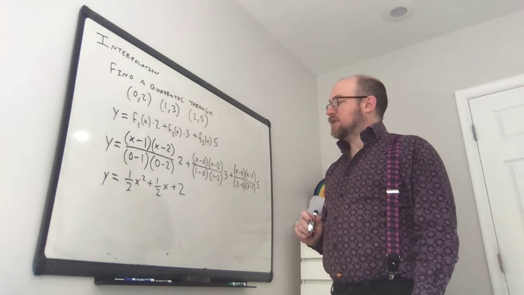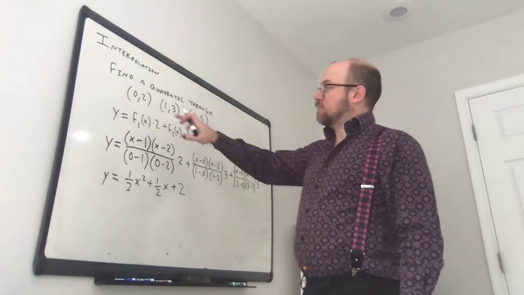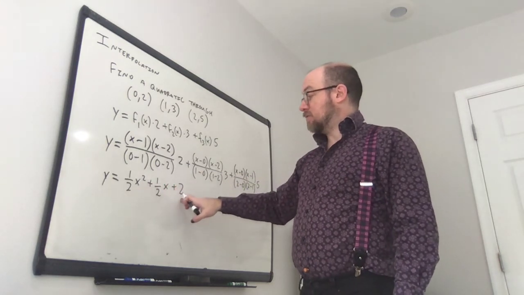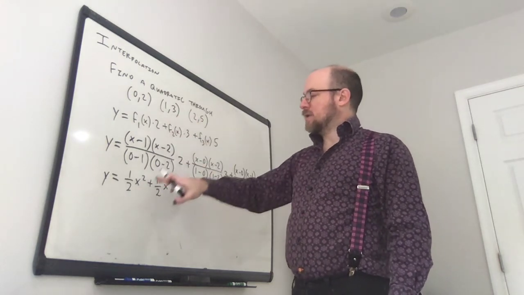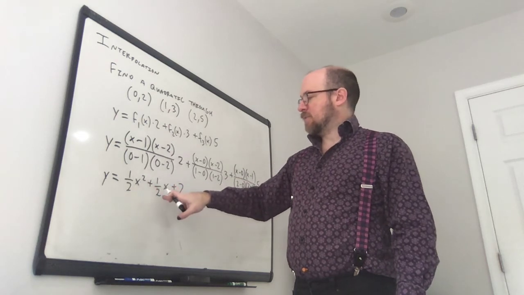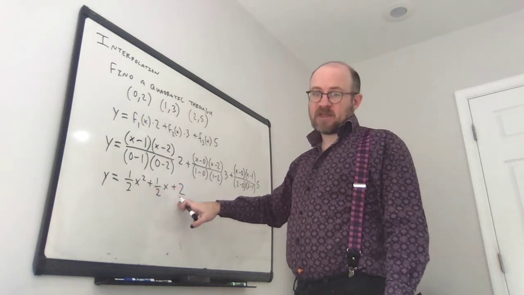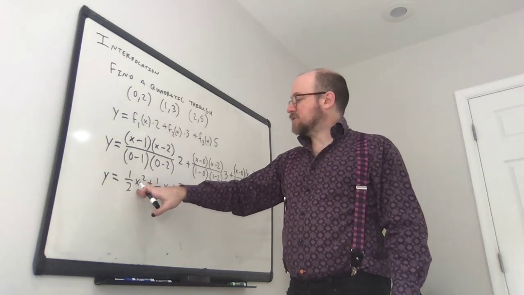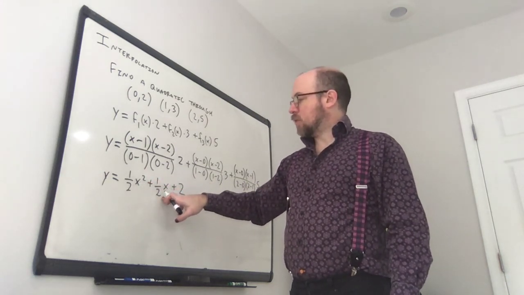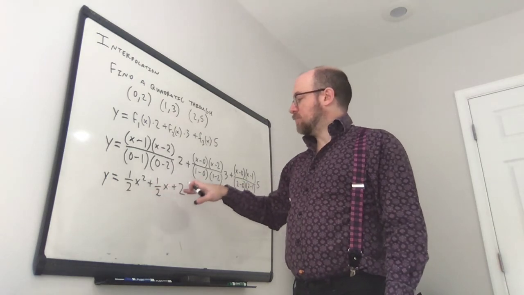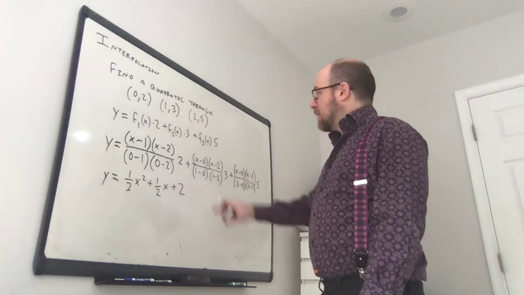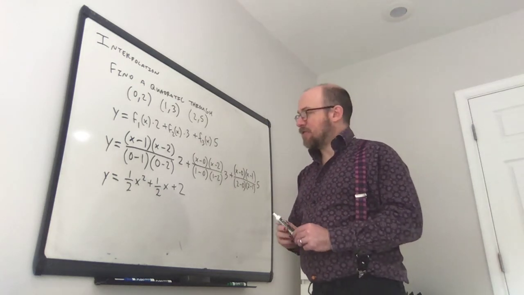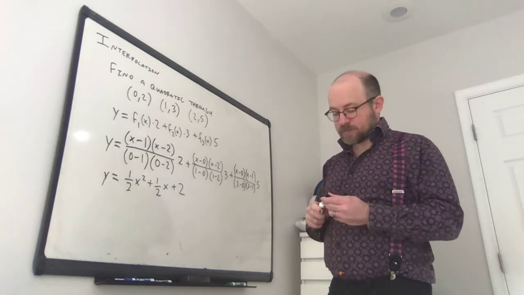And if you look at that equation, that actually goes through all of these points. So if you plug in x equals 0, you get 2. Plug in x equals 1, you get 1/2 plus 1/2 plus 2. That's 3. Plug in x equals 2, you get 1/2 of 4, which is 2, plus 1/2 of 2, which is 1. So 2 plus 1 plus 2 gives you 5. This polynomial goes through all 3 of these points. Okay? So let me talk about the theory of why that happens.